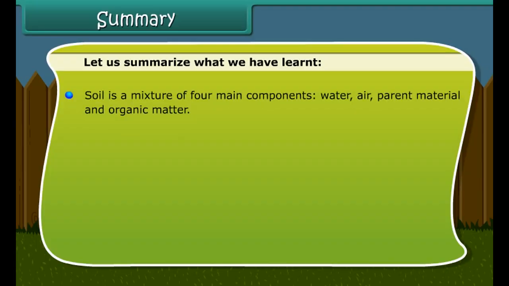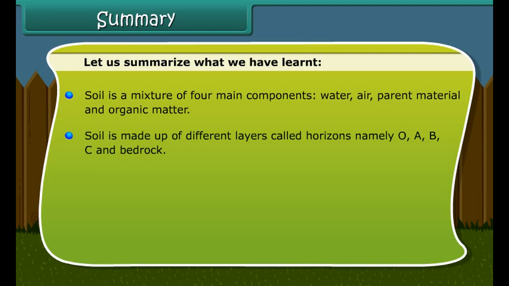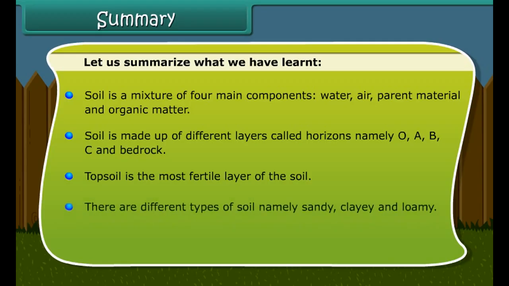Soil is a mixture of four main components: water, air, parent material, and organic matter. Soil is made up of different layers called horizons, namely O, A, B, C, and bedrock. Topsoil is the most fertile layer of the soil. There are different types of soil, namely sandy, clay, and loamy.